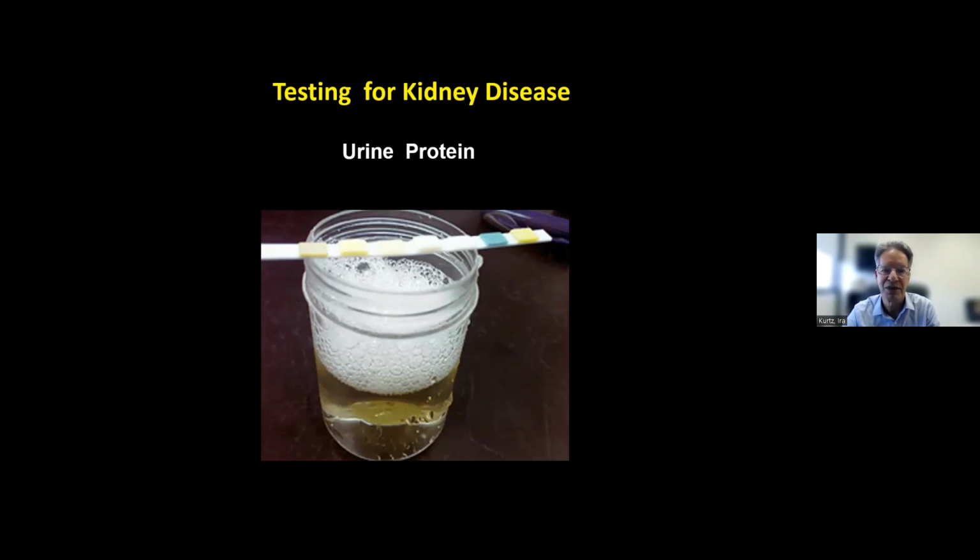We stick this in and it gives us an idea whether there's protein in the urine or not. The reason this is important is the normal filter, the normal glomerulus, which is the name of the filter, should not let protein into the urine. If there's protein in the urine, it tells us there's something wrong with the filter in addition to the creatinine.